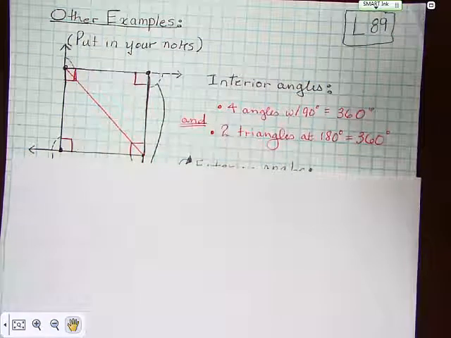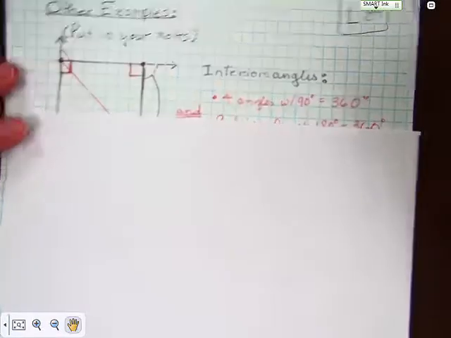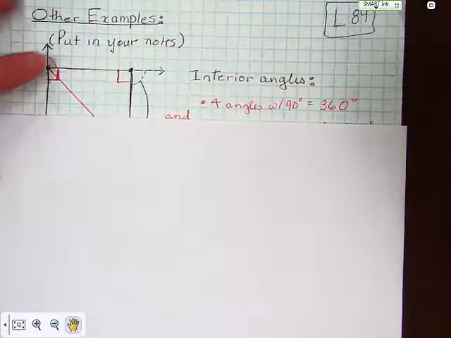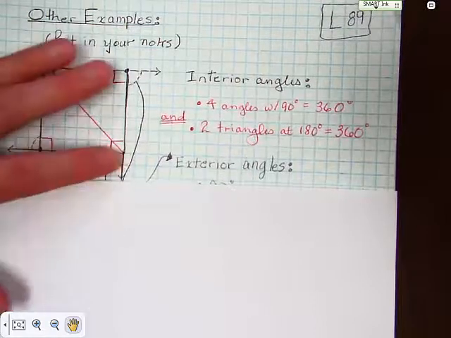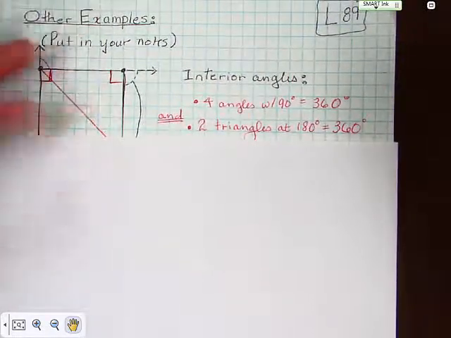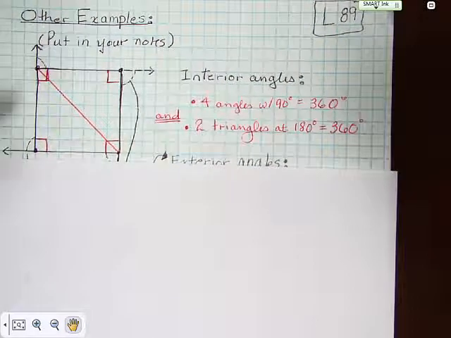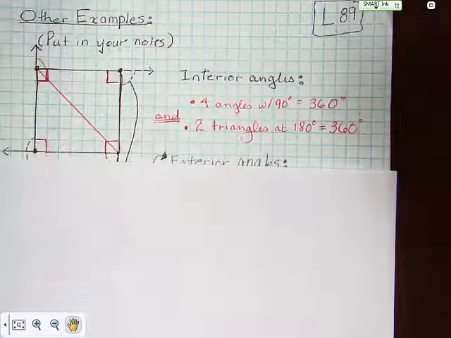This happens to be a square. All corners are right angles. There's 4 angles with 90 degrees on the inside. You can see that. Okay, so that makes 360. And 2 triangles with 180, that also makes 360. So that makes that pretty easy. If you take 360 divided by the 4 vertexes, you get 90.